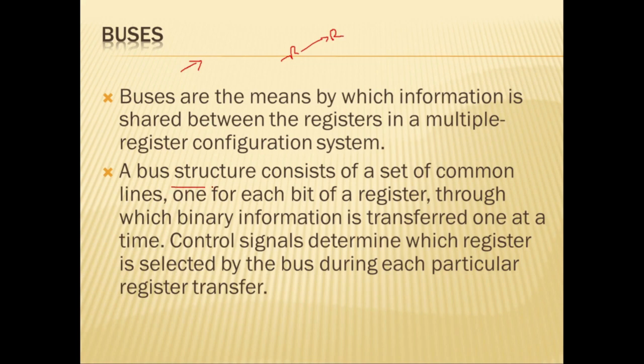Usually the bus structure consists of a set of common lines, one for each bit of the register. Binary information is transferred one at a time. It can transfer one bit of data, and the control signal determines which register is selected by the bus during each particular register transfer. Here, the control signal is used to select the register to send the data from one register to the other register with the help of this bus.